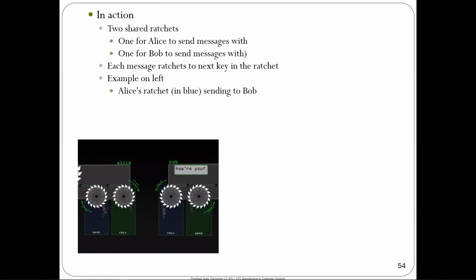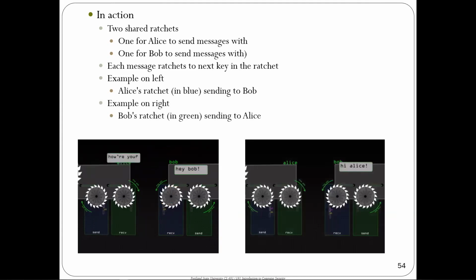This is all used in Signal, which is why I'm covering it. And I got this animation, and I'm like, okay, this explains it better than I can do in words. And then this is the other direction's ratchet. So Bob's send ratchet, sending over to Alice, and then ratcheting Alice's receive ratchet.